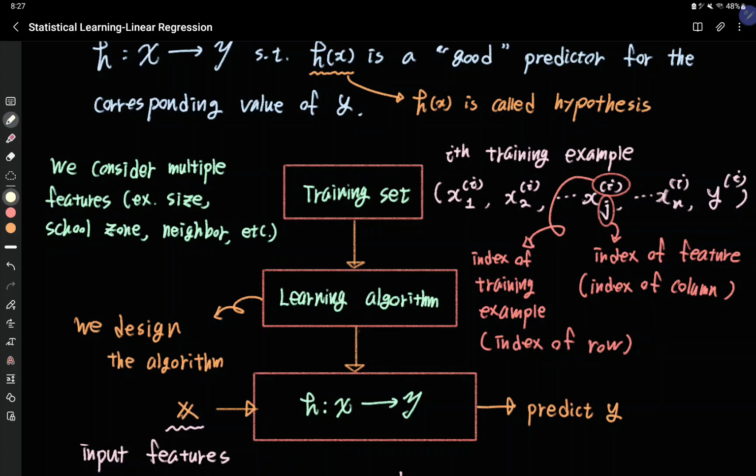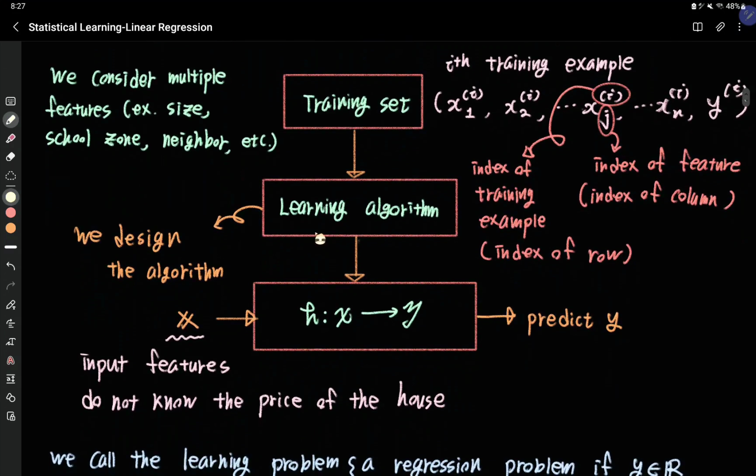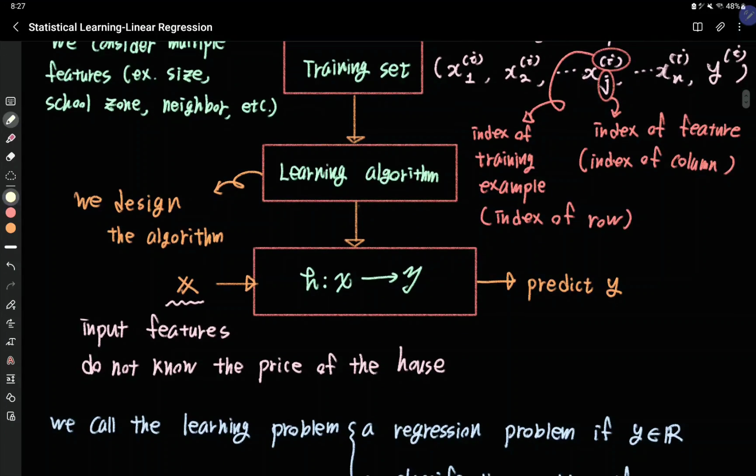Now the learning algorithm, we design a learning algorithm. We're going to learn this later, soon. Finally, once we build up h, we put in the features of a certain house whose price we don't know, and we get the prediction of the price of that house.